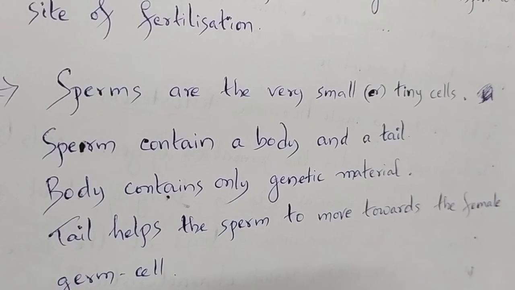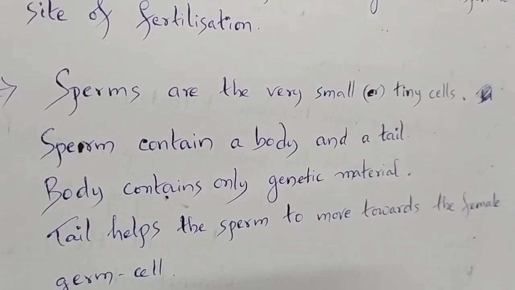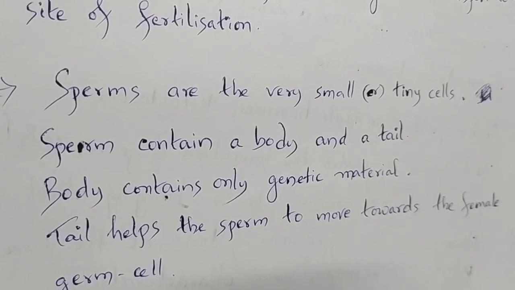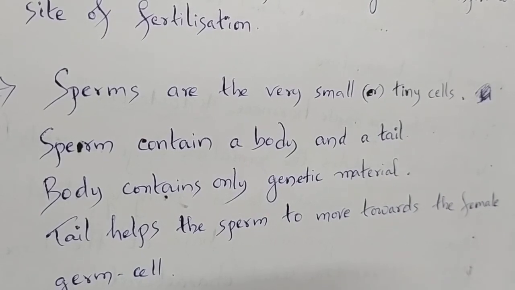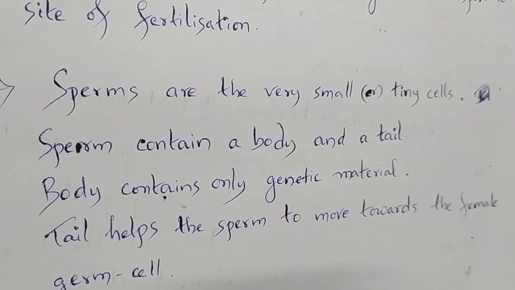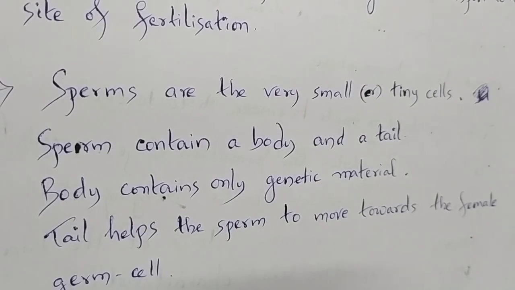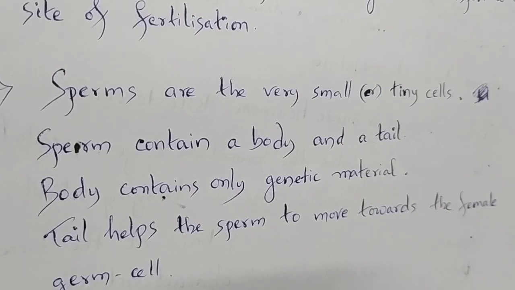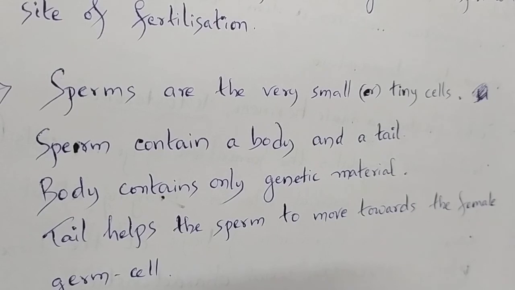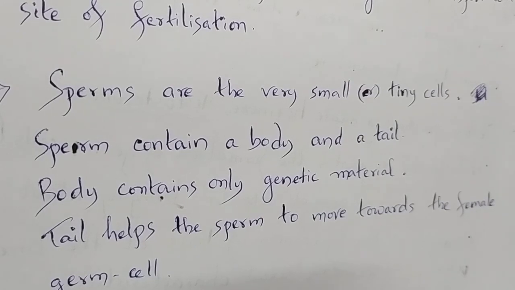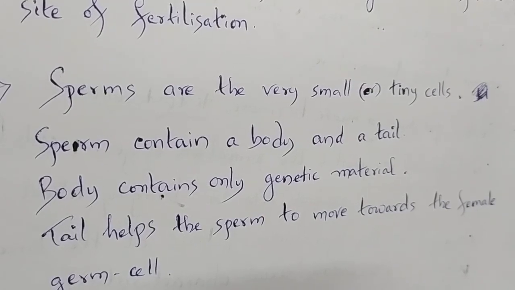Why this long tail? The long tail of the sperm helps the sperm to move towards the female germ cell in the female reproductive tract. After it is delivered into the female reproductive tract, it needs to travel some distance to reach the site of fertilization. So the tail helps the sperm to move towards that female germ cell.